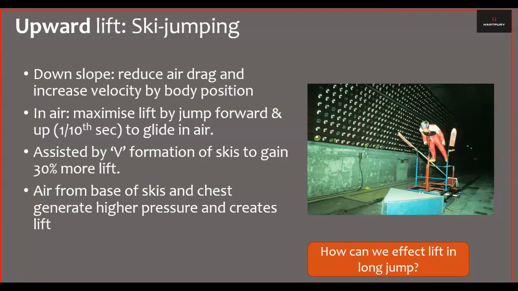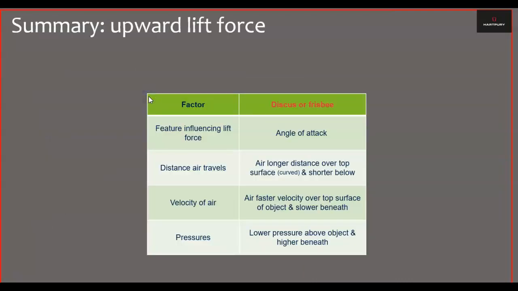That's a nice example. So think about how this could be implemented in long jump. What is the athlete doing with their body position to increase lift force during their jump? Have a think about their body position. Is there anything else that they're doing to create lift? And talk me through the different pressure changes in your distinction criteria. Okay, so just a quick summary on the upward lift force. Have a little bit of a read and make sure you fill in your table in your workbook.